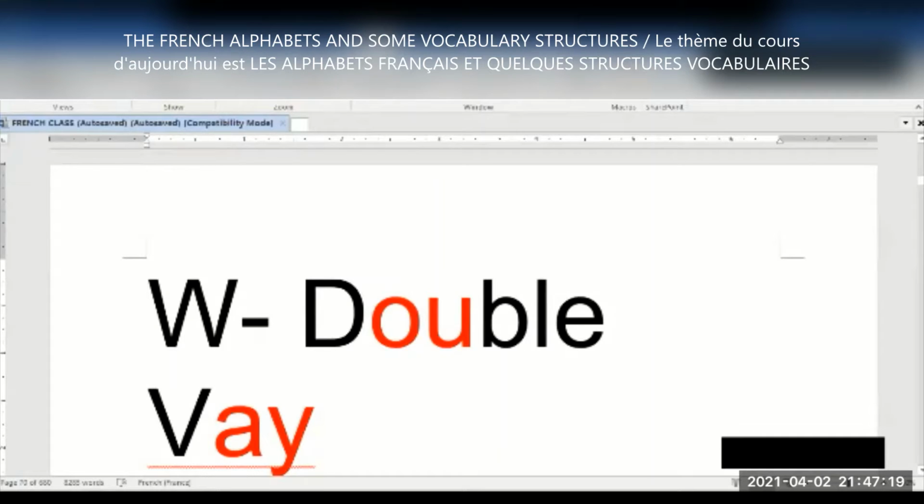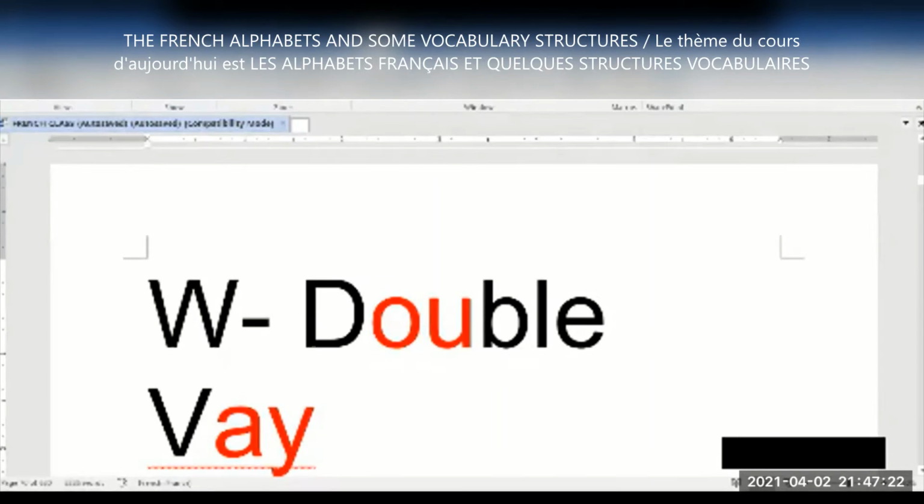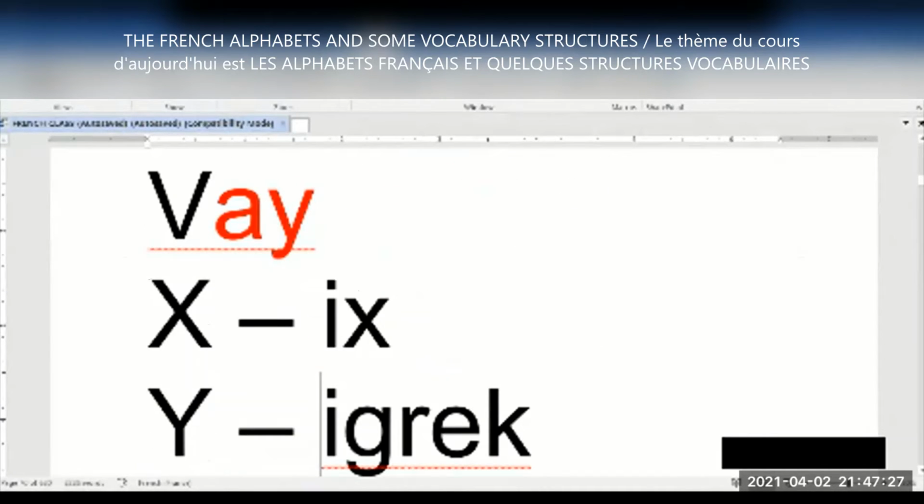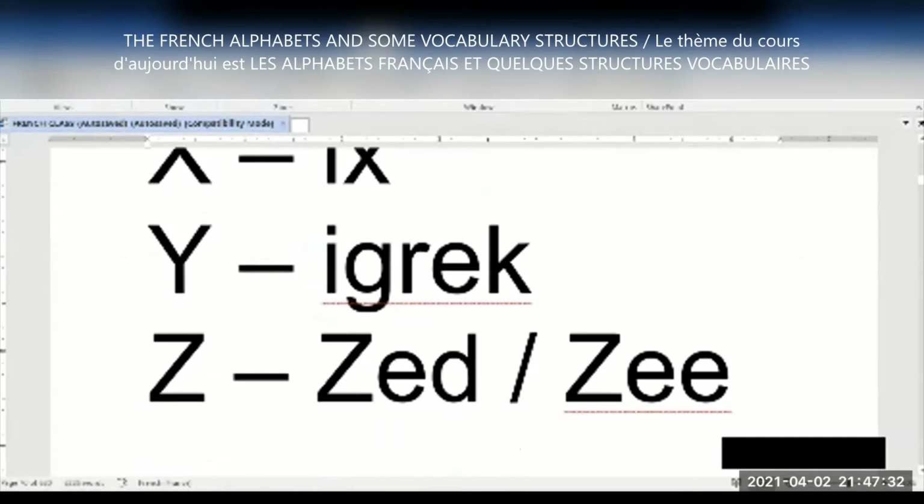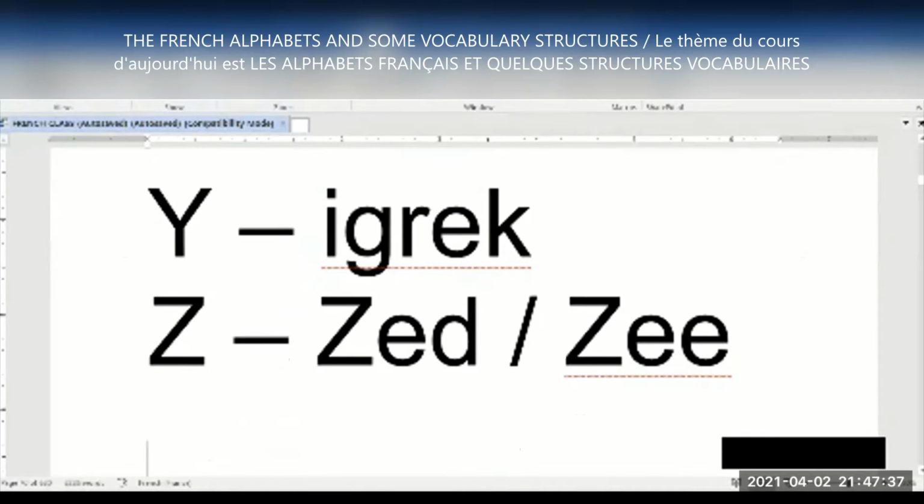Points to note, W is W, X is X, that's it. Y is Y, Z is Z. Of course, the D is silent, the D here, I'm going to put it in red. It's silent because there is no vowel after it.